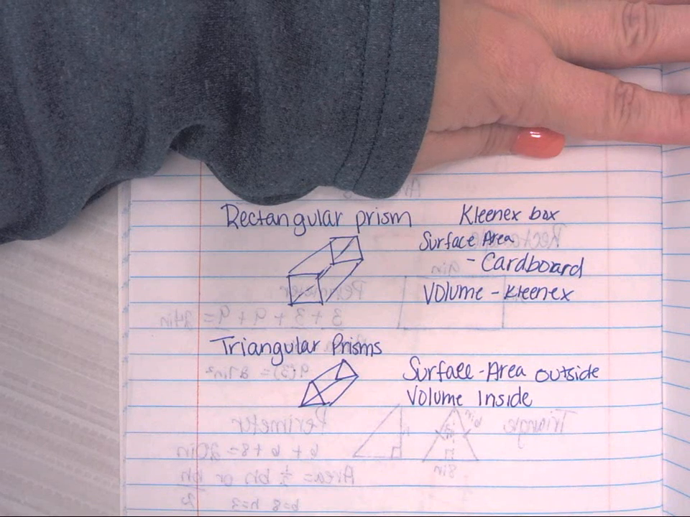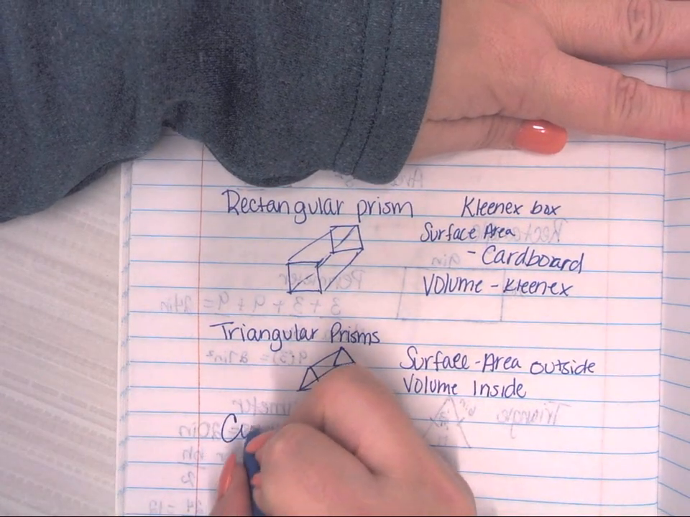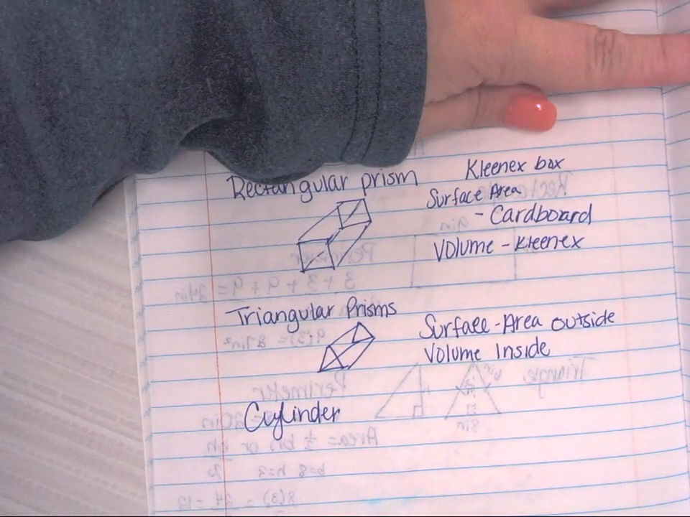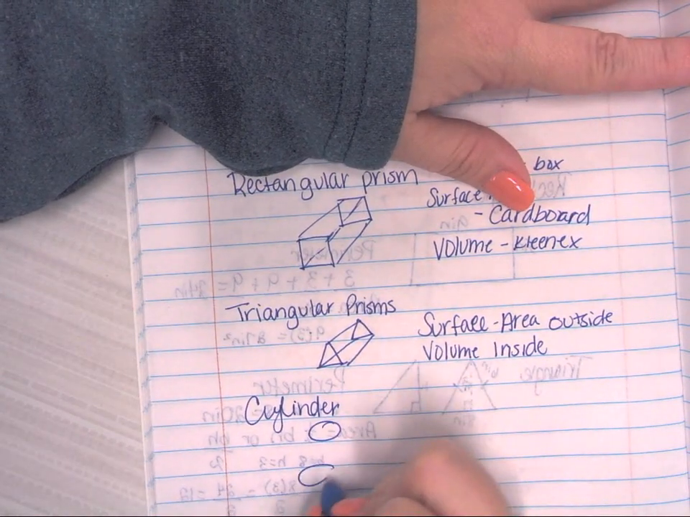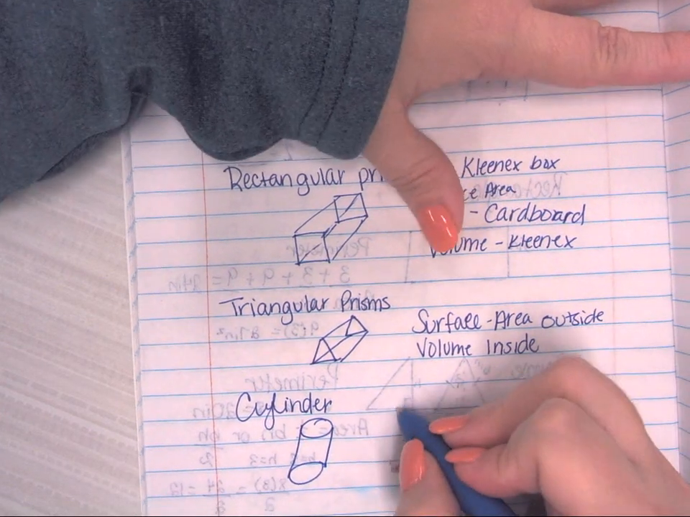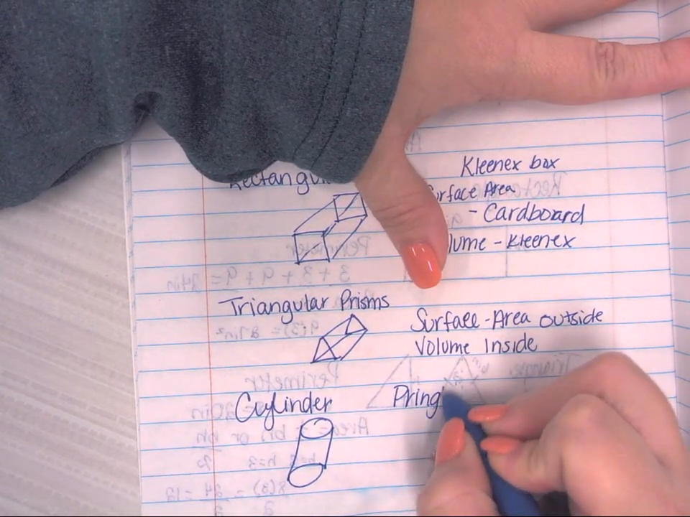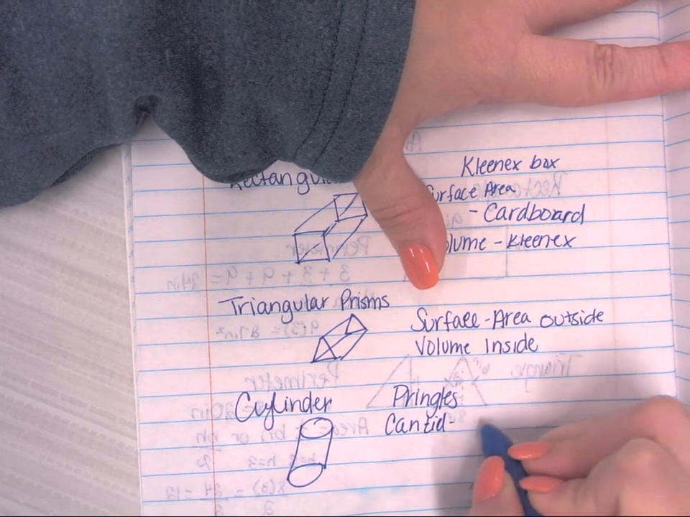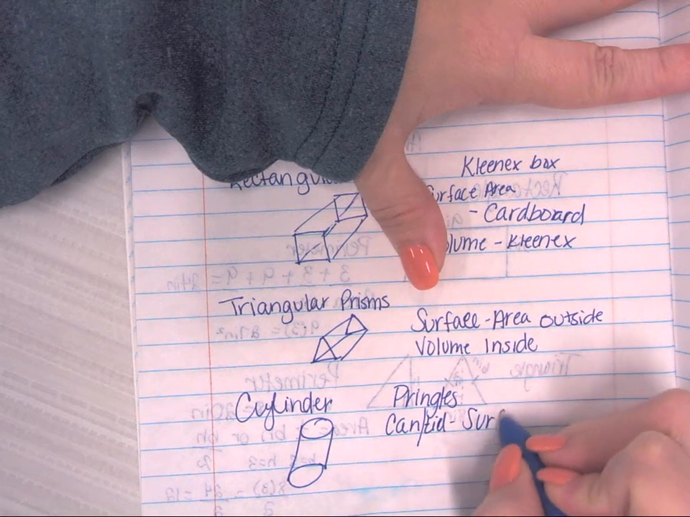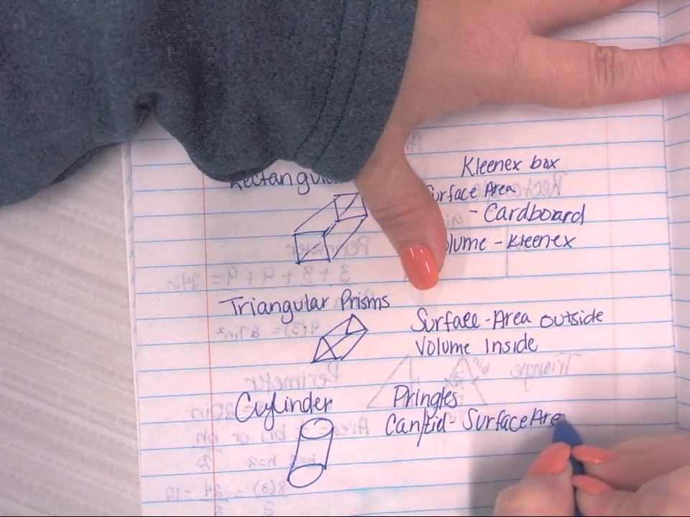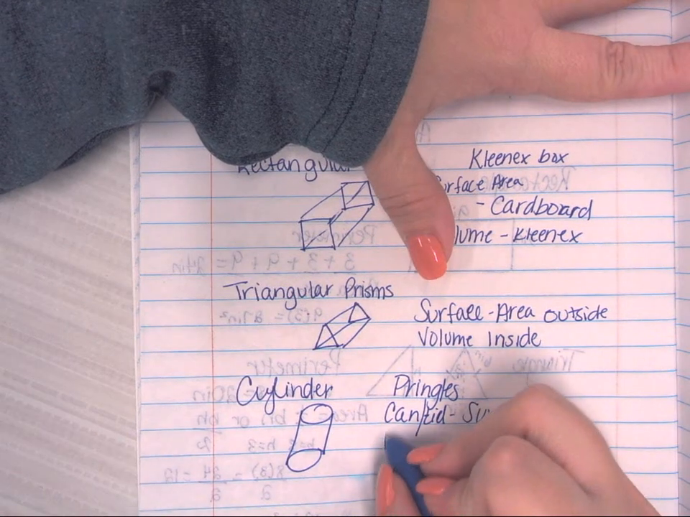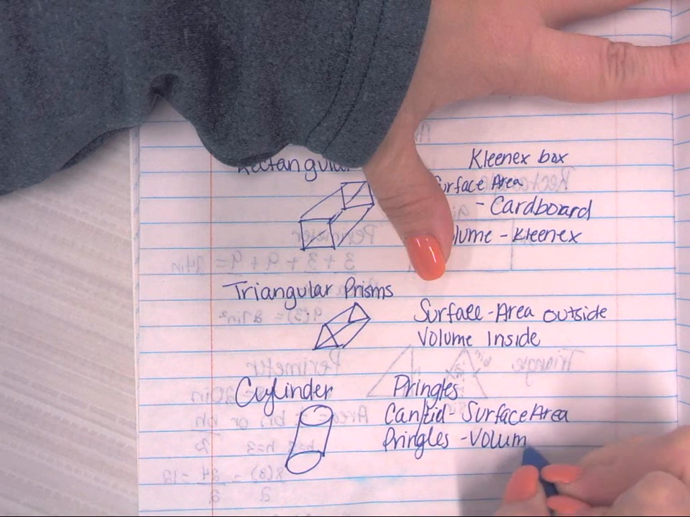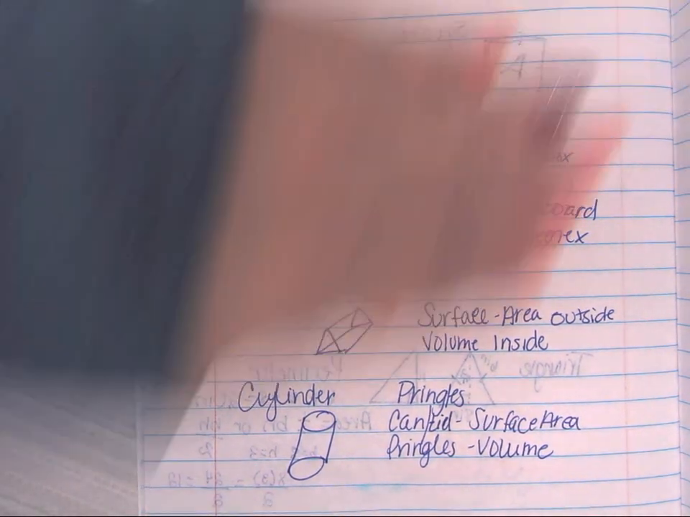Then we have a cylinder. A cylinder is like a can. I think of a can of Pringles. The can and lid are the surface area, and the actual Pringles are the volume.